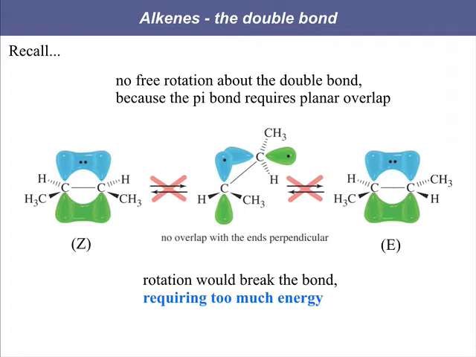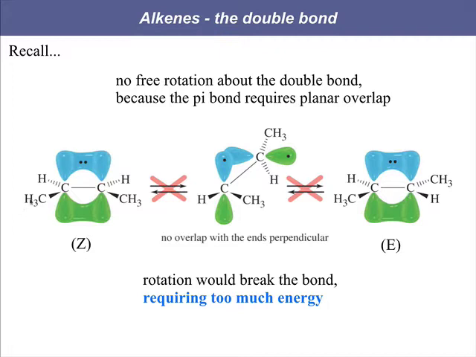Remember that you cannot rotate freely around a double bond. The mere existence of a double bond relies on these p orbitals being parallel to each other. And if you try to rotate this sigma bond, say we hold the left carbon the same and rotate the right carbon, it's going to force the p orbitals on the right carbon to be perpendicular to the p orbital on the left carbon. And that would break the bond. So if you rotate that, you get no overlap if they're perpendicular. And so we're not allowed to rotate.